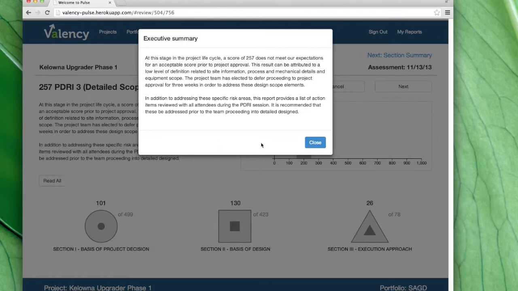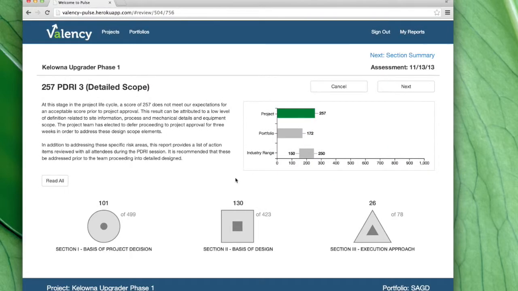for the user. An important challenge faced by facilitators is helping an executive new to PDRI quickly put the results of their assessment into context. One of the best ways to accomplish that is through comparison to both portfolio and industry benchmarks.